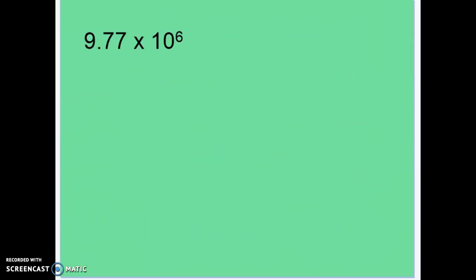So here's my number. I have 9.77 times 10 to the sixth power. So we look at our exponent. Our exponent is 6. It's positive, so that tells me that this number is very large. If it were negative, it would tell me that my number is really small. So the 6 tells me, basically, I'm taking 9.7 and I'm multiplying it by 1 million.